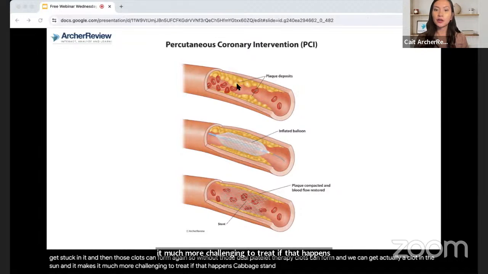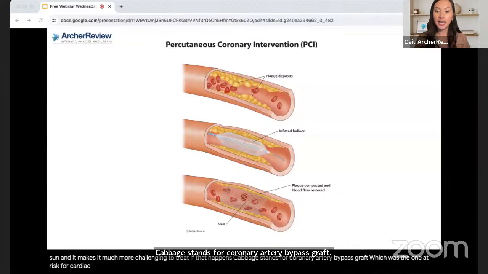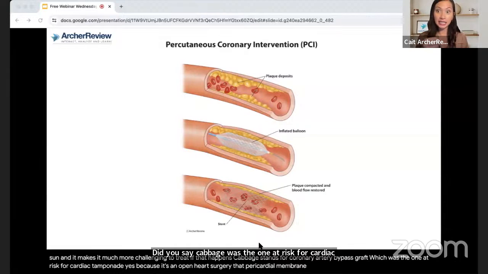CABG stands for coronary artery bypass graft. Did you say CABG was the one at risk for cardiac tamponade? Yes, because it's an open heart surgery, that pericardial membrane can get nicked, and that can cause a cardiac tamponade to occur.